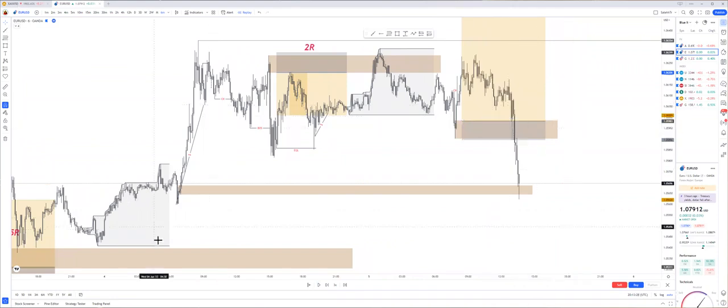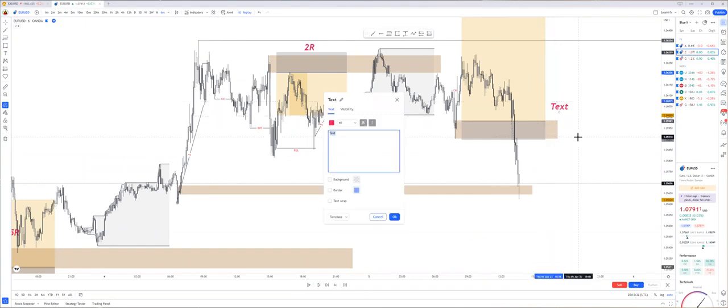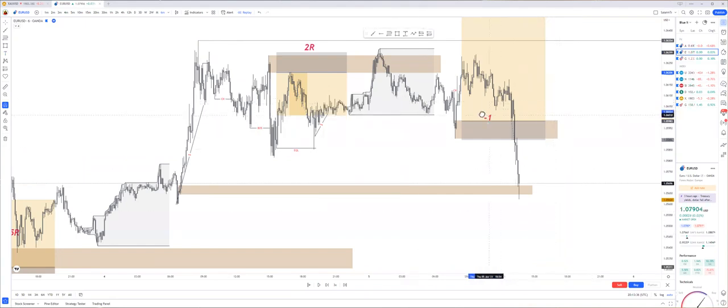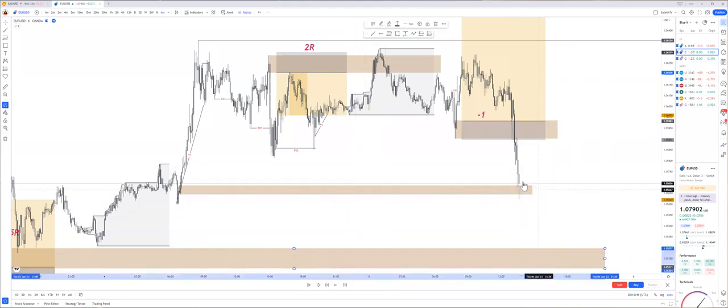So we're going to mark that up. So we're going to do -1 here, like this, -1, and it's tapped into my other area. We do have this low here as well. What I'll be looking for is, let's see if we get a change of character here.